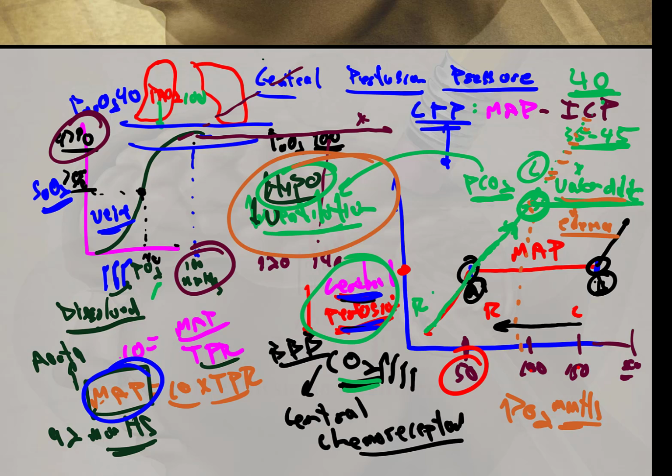You can't have that. On the same note, what if you hyperventilate? Let's go down the hill. If you go down the hill, it means that the PCO2 is dropping. What's happening to the cerebral blood vessels? Well, they're undergoing vasoconstriction.